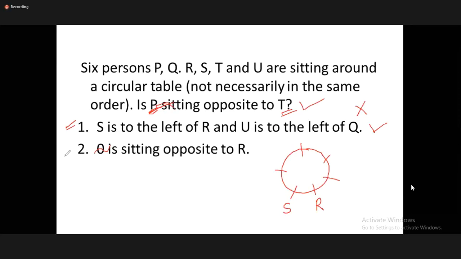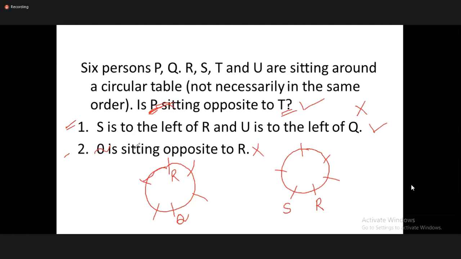Let's see. Only look at two alone. Two alone is a different one. Please mind the gap. Q is sitting opposite to R. Let's say Q is sitting here opposite. I have to place whom? R. Do you have any information regarding P and T? No. So two alone is also not sufficient. My data sufficiency. Please mind the gap. Let me combine both.